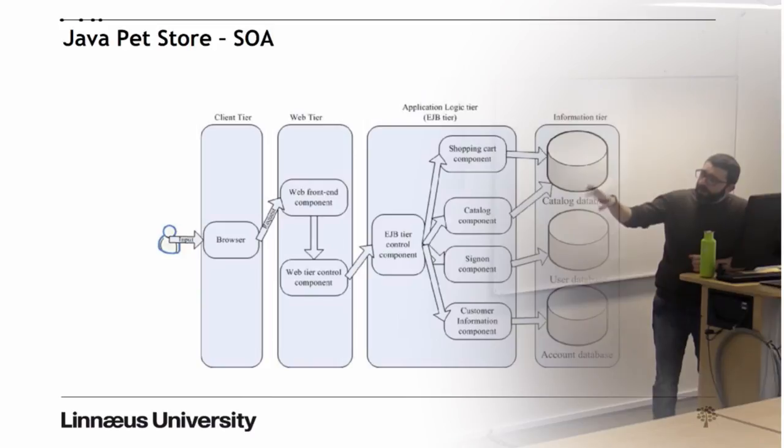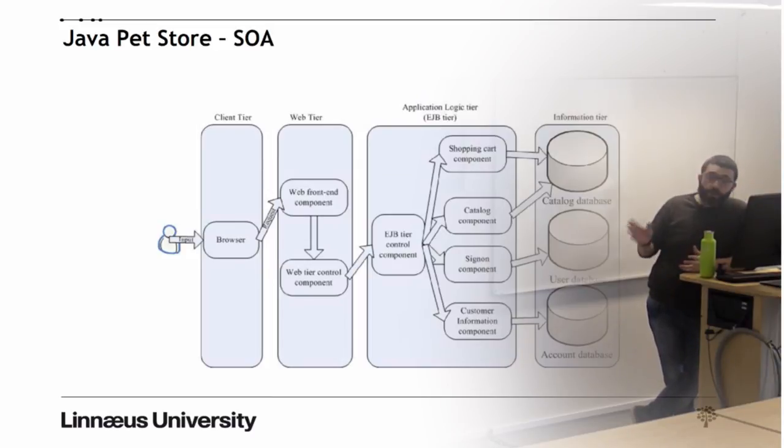Then, whatever the user needs to do, he interacts with the web tier and then goes through the application logic tier and finally accesses this information tier. This is a classical layered software architecture, and in particular a 3-layered software architecture for this type of problem.